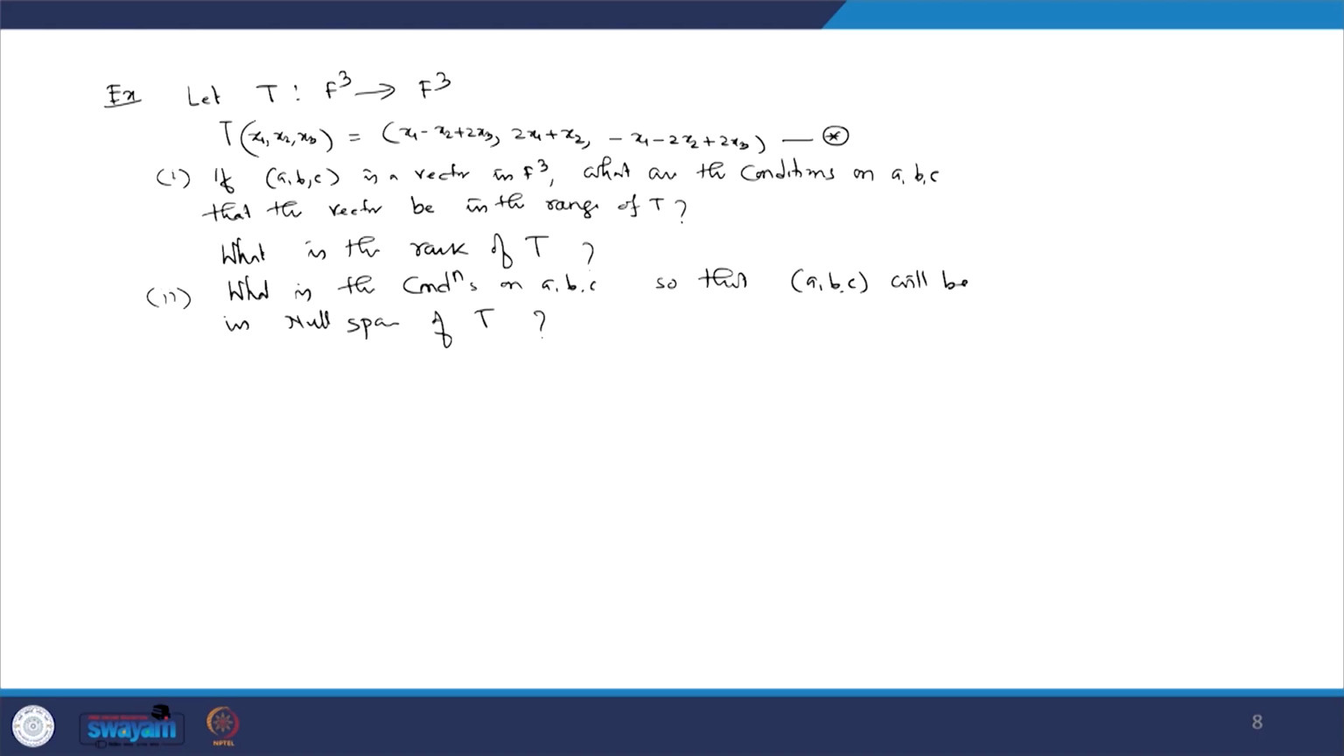The first question is, if (a, b, c) is a vector in F^3, what are the conditions on a, b, c so that the vector will be in the range of T? As part of this question, what is the rank of the transformation T? And second, what is the condition on (a, b, c) so that (a, b, c) will be in the null space of T? So, let me answer one by one.